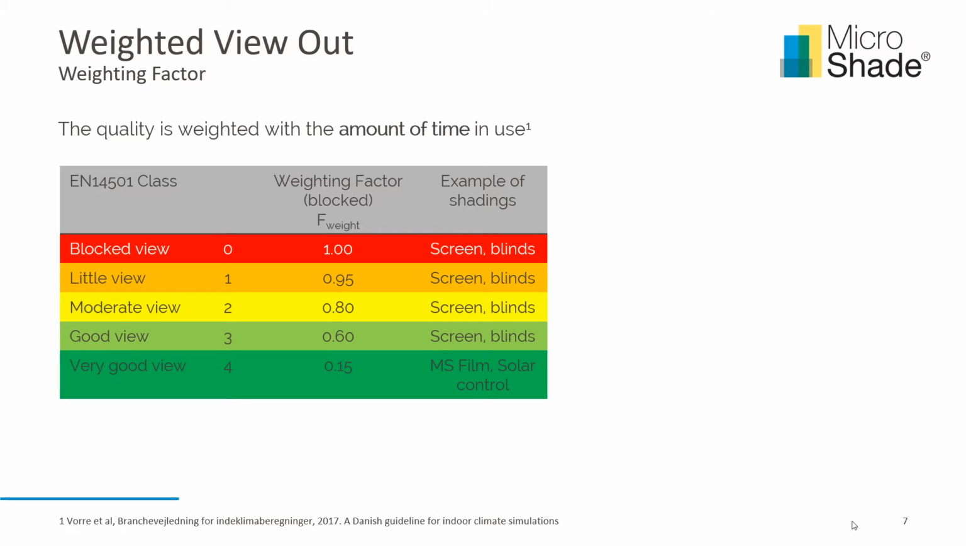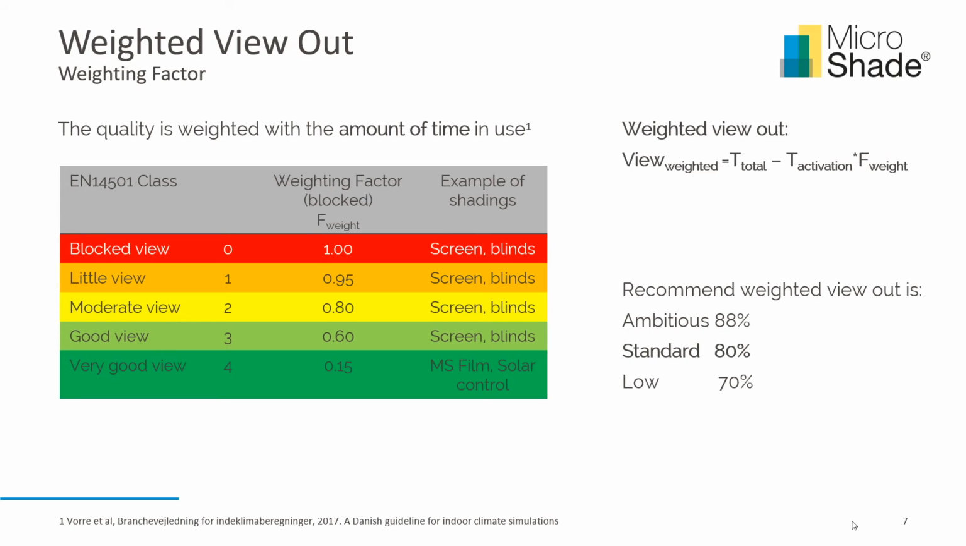Once we have the view out class, we need to find a weighting factor. We use the weighting factor in order to weight the amount of time where the shading is activated with the view out that we have in that period of time. And this is why we have the formula to the right on the weighted view out, which says that the weighted view out is the total amount of time minus the time where we have the shading activated multiplied with this weighting factor. The recommended view out for a standard building or a standard room is 80%.